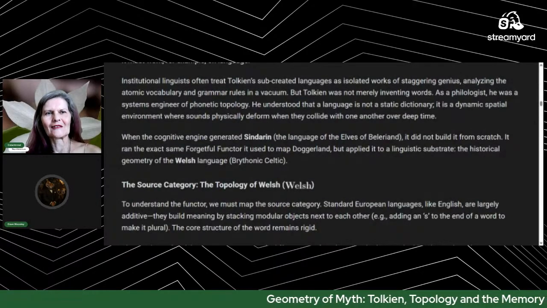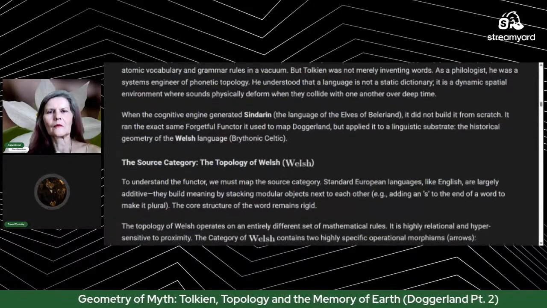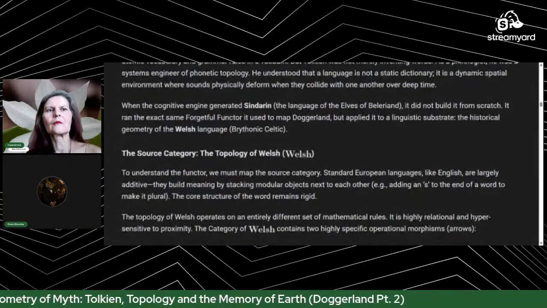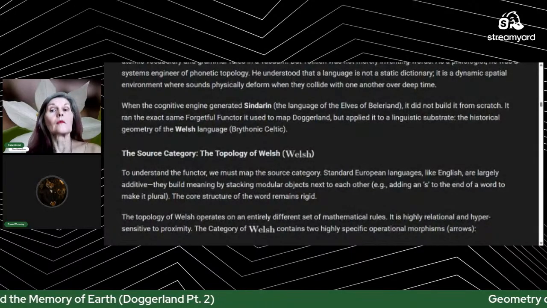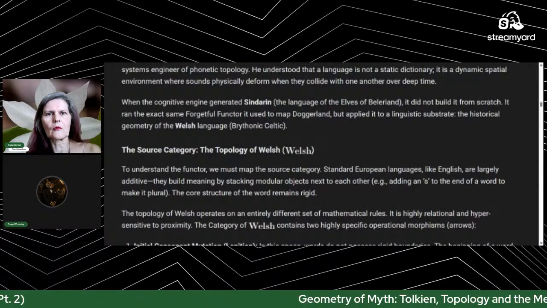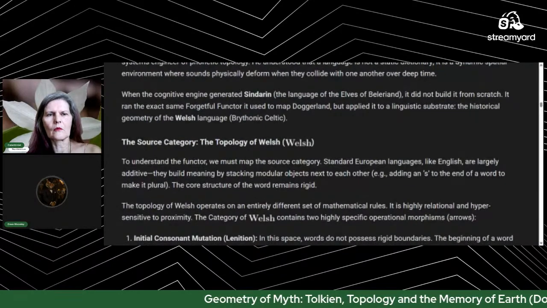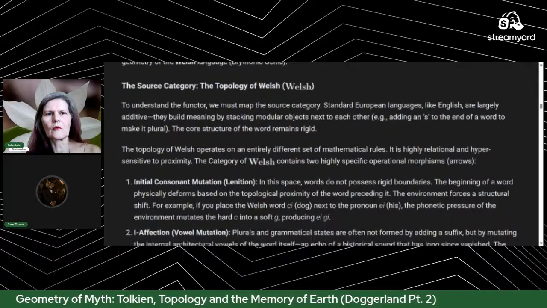When Tolkien's cognitive engine generated Sindarin, the language of the elves of Beleriand, it did not build it from scratch. It ran the exact same forgetful functor used to map Doggerland, but applied it to a linguistic substrate, the historical geometry of the Welsh language, Brythonic Celtic. And the source category, the topology of Welsh.